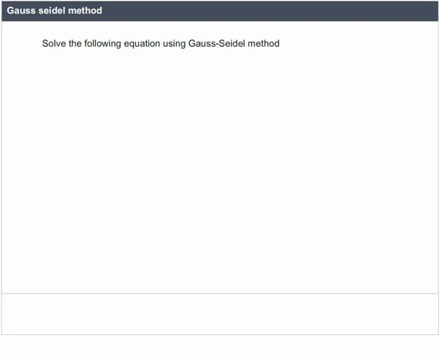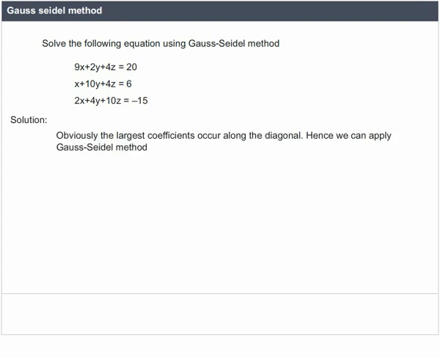Solve the following equations using the Gauss-Seidel method. 9x plus 2y plus 4z equals 20, x plus 10y plus 4z equals 6, 2x plus 4y plus 10z equals minus 15. Solution. Obviously, the largest coefficients occur along the diagonal, hence we can apply the Gauss-Seidel method.